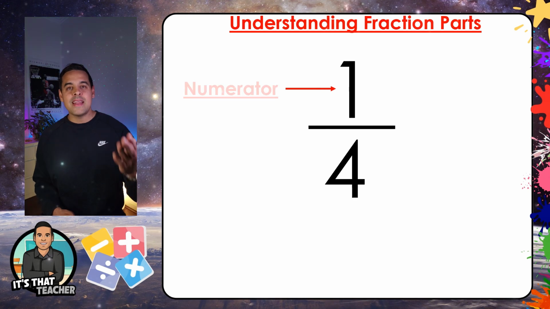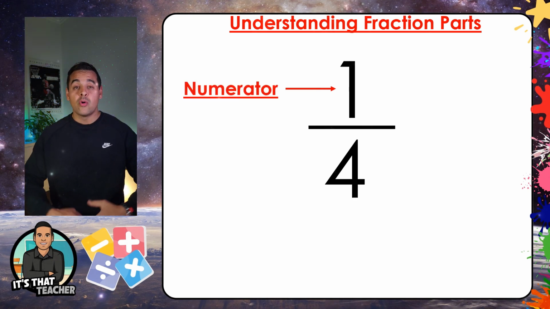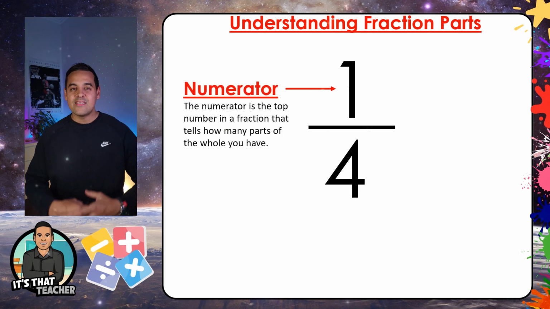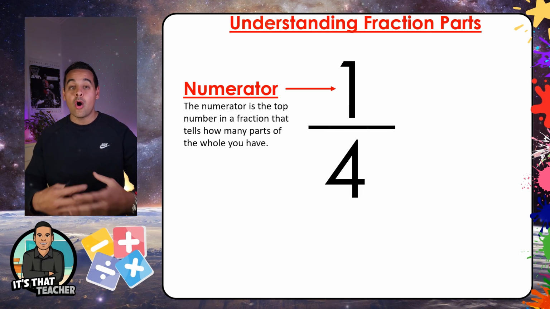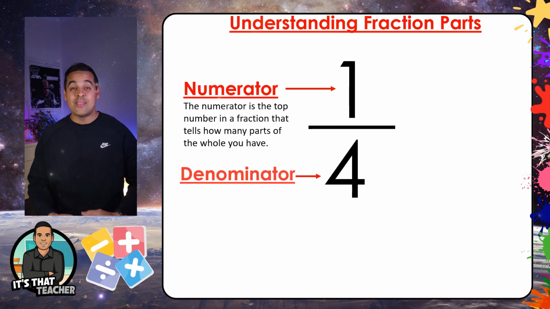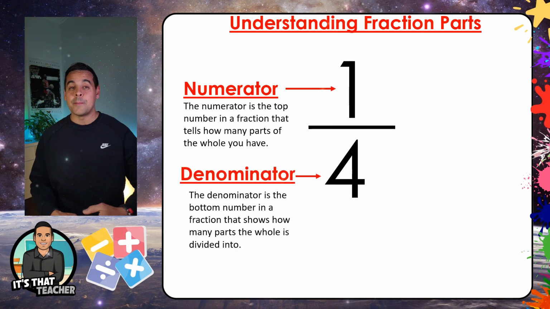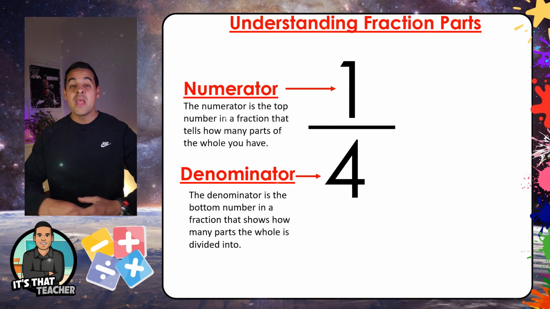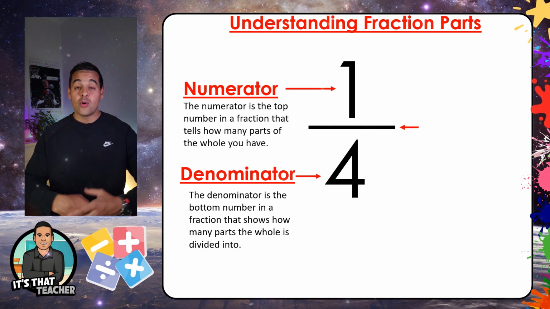Now, the top number in our fraction 1/4 here is called the numerator. The numerator is the top number in a fraction and tells us how many parts of the whole you have. The 4 in this fraction, the bottom number, is called the denominator. The denominator is the bottom number of our fraction and shows us how many parts the whole has been divided into.